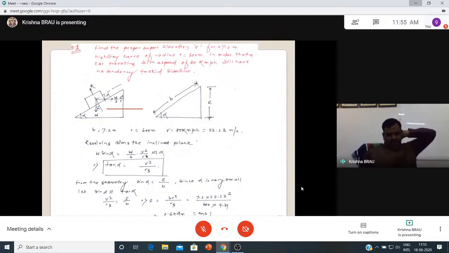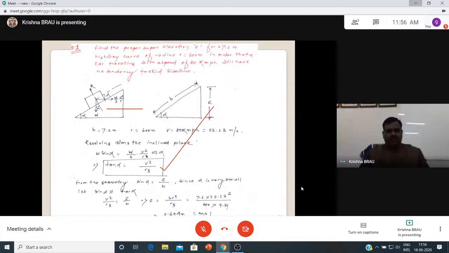And tan theta is equal to V square by Rg. That can be obtained. W sin alpha in this direction is equal to mr omega square, or mv square by r into cos alpha. That component, if you can find out, you will get.